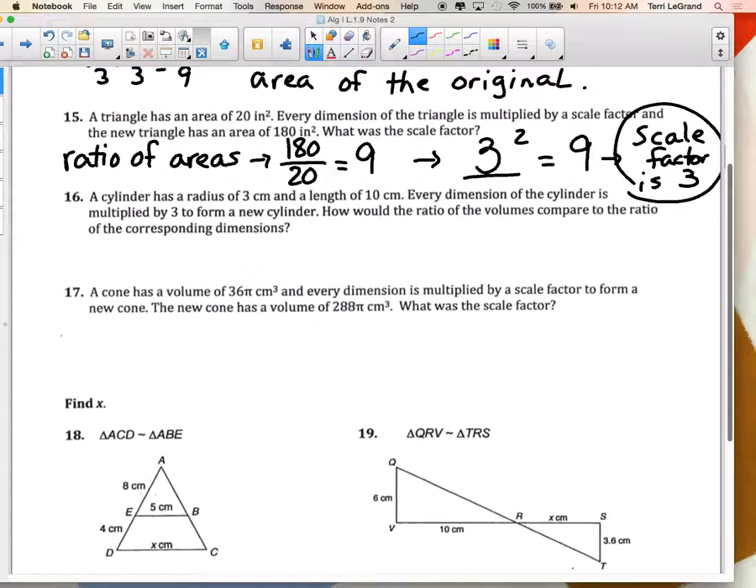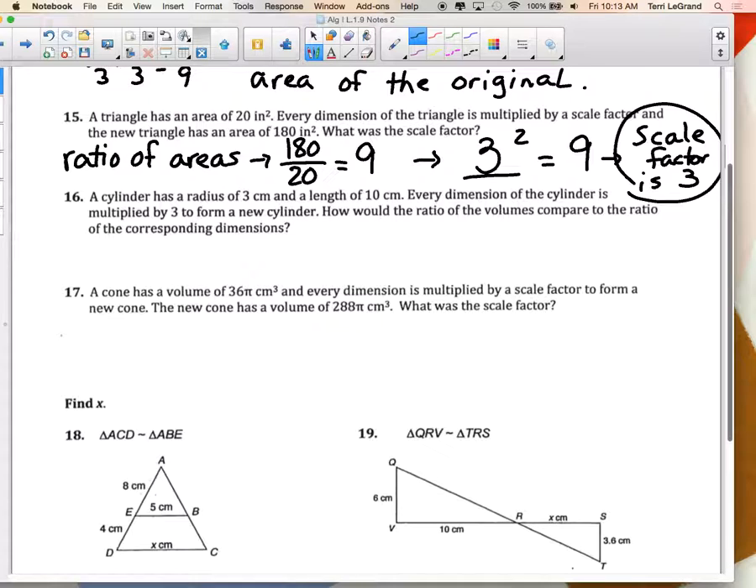Okay, so notice, we didn't worry about trying to draw this triangle and figure out how they got that area of 20 inches squared, or that area of 180. We don't really care, because we can set up a ratio of their areas and say we know that the ratio of the areas has to be the square of the scale factor, and that's what we were looking for. Okay, let's try this next one.